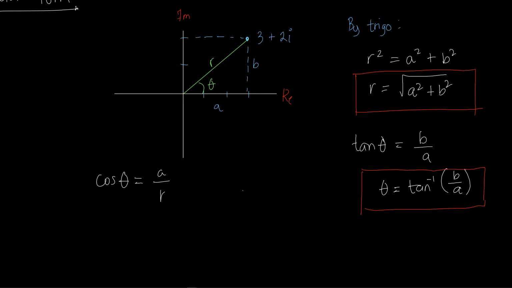Okay, then we can also conclude, i-rewrite lang natin yan, magiging A is equal to r cosine theta. Then for the b naman is we have sine theta is equal to ano ba? Opposite over hypotenuse. So b over r. Then rewrite natin, magiging b is equal to r sine theta. Meron na naman tayong dalawang pwedeng gamitin.